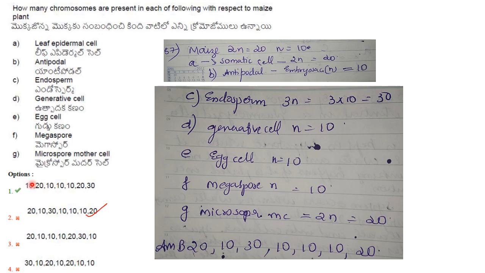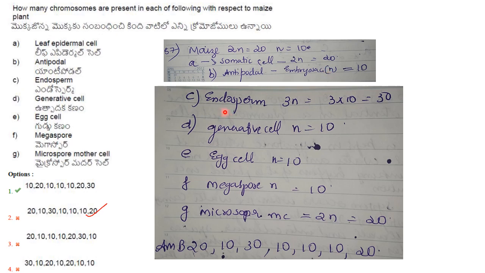So leaf epidermal cell, antipodal, endosperm, generative cell, egg cell, megaspore, microspore mother cell. So maize 2n number is 20, or n is equal to 10. So leaf epidermal cell, it is a somatic cell. So 2n is 20. So first will be 20. And antipodal cell, in the embryo sac, it is n. It is found in the embryo sac. So it is n, so it is 10.